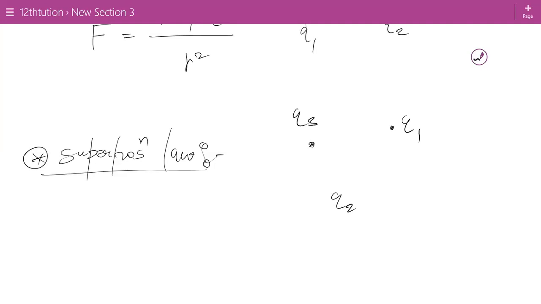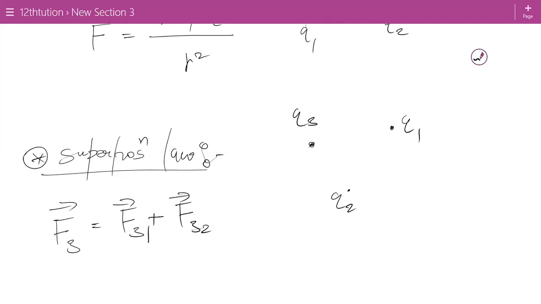If I want to find out the total force on the q3 charge, that will be equal to F on q3. Now let me write it like this: force on the third charge will be equal to the force on the third charge due to the first charge plus the force on the third charge due to the second charge.